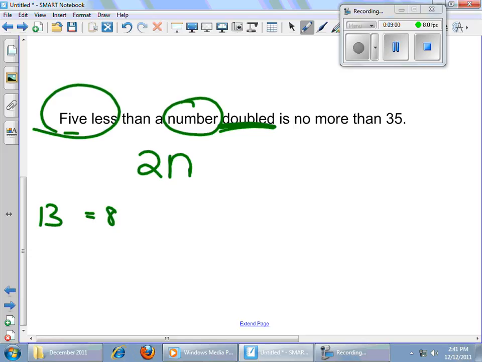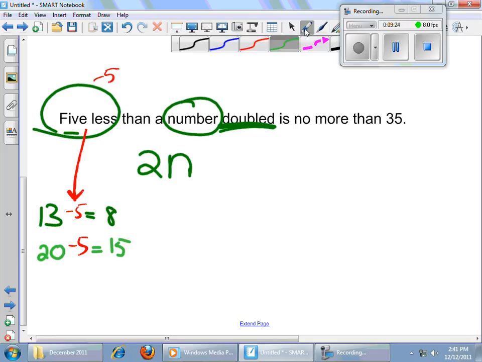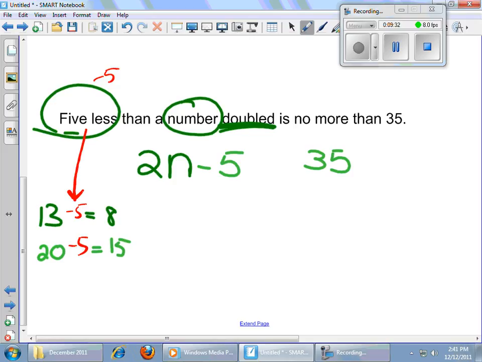How did you get there? Yeah, minus 5. Okay, let's try another one. Let's try 20. What's 5 less than that? Oh, it's 15. How did you get there? Minus 5. So 5 less must be minus 5, not 5 minus, minus 5. So I shall subtract 5 here. Now it says it's no more than 35. Could this 2n minus 5 be 35?